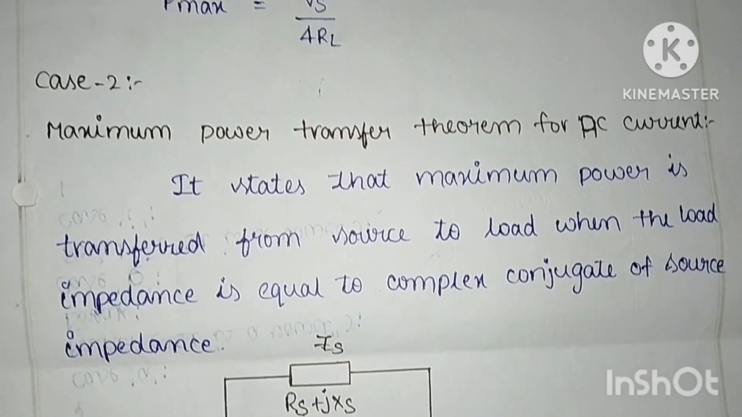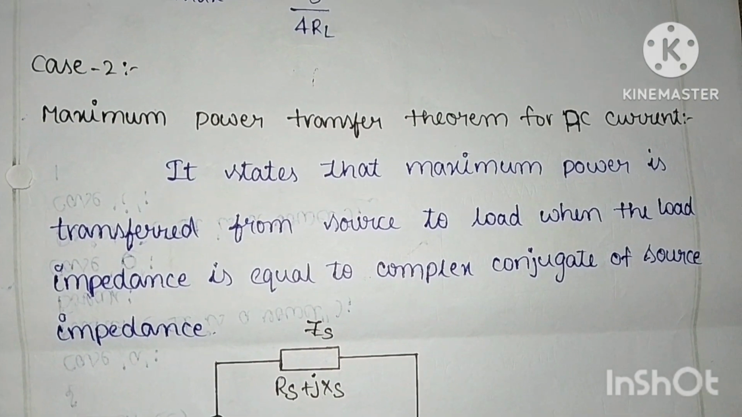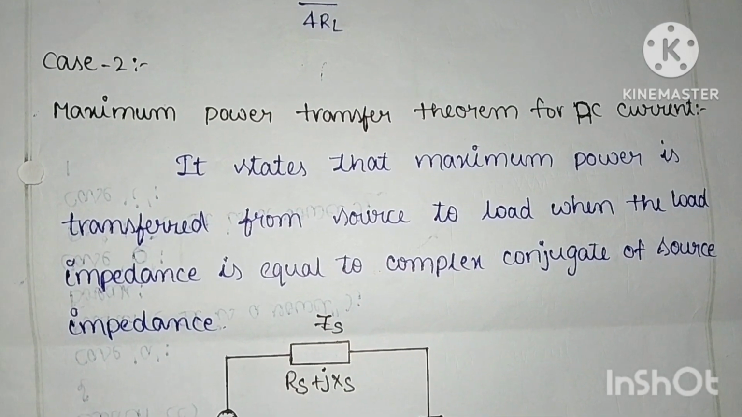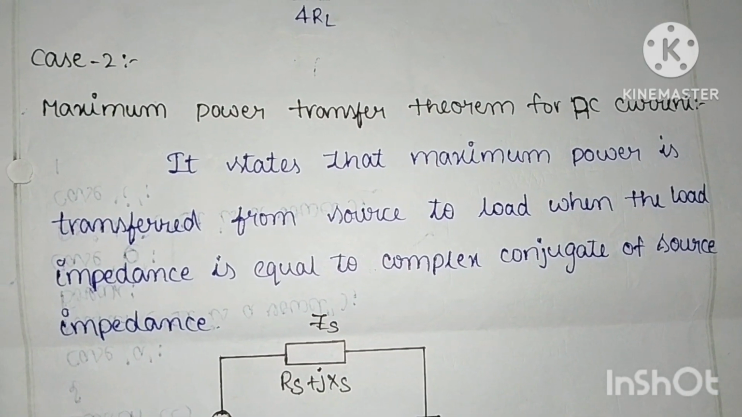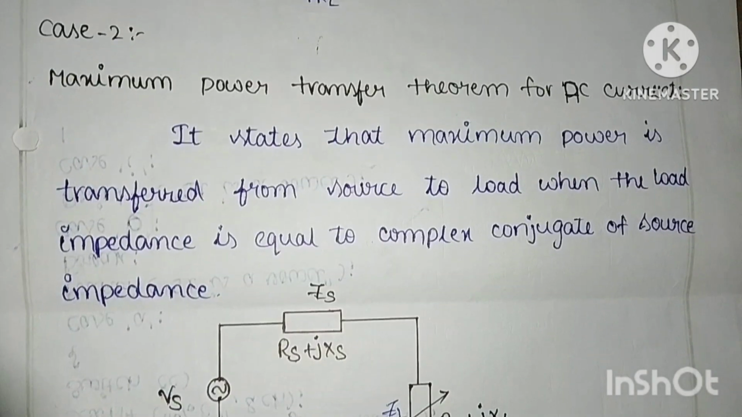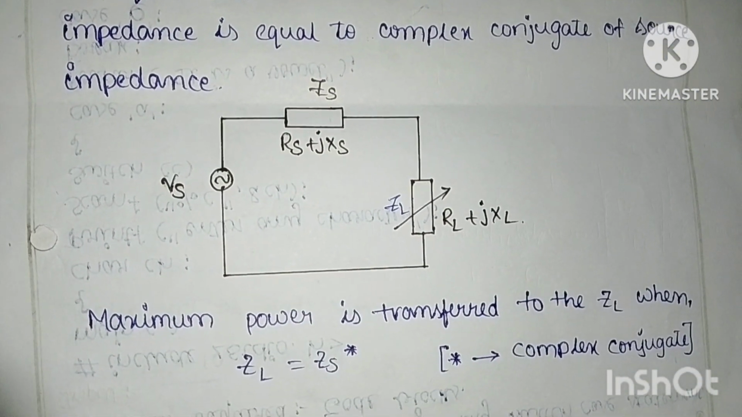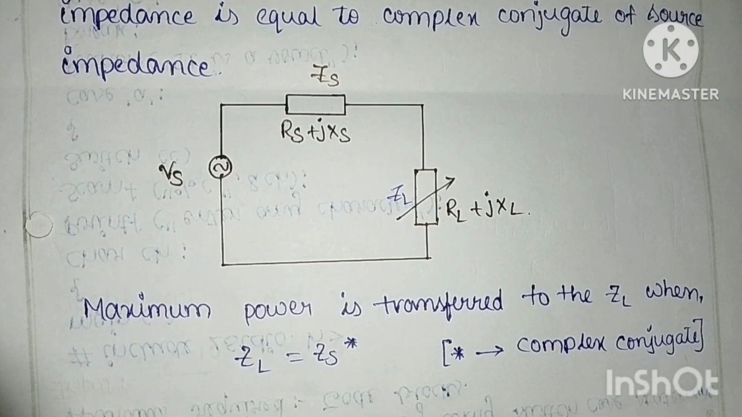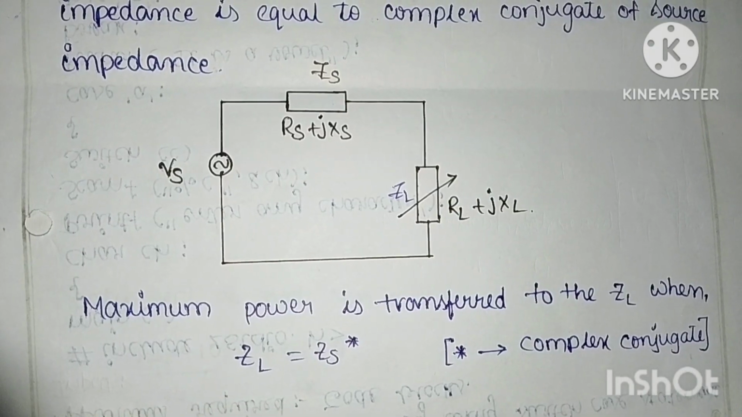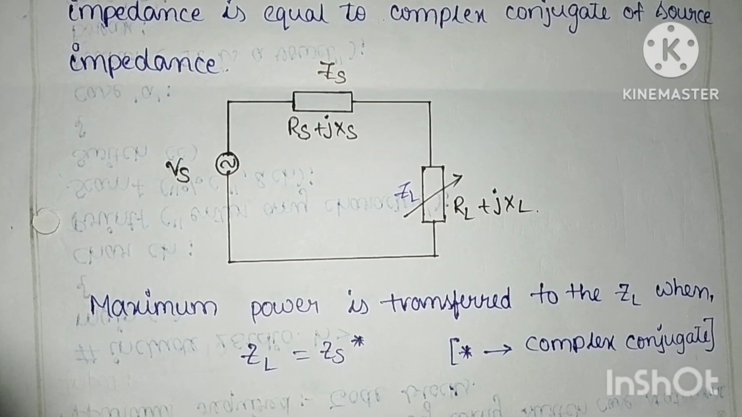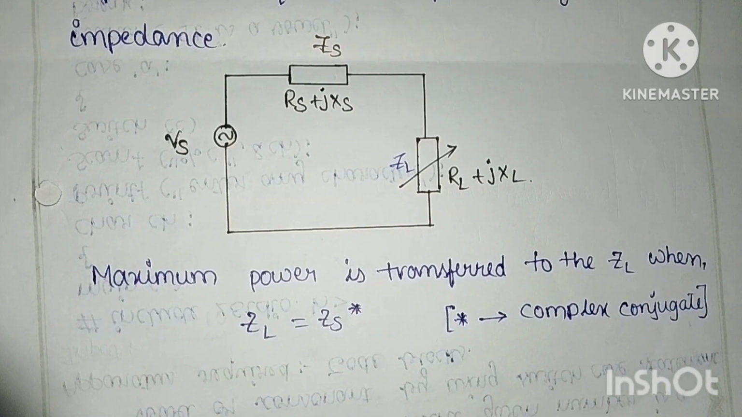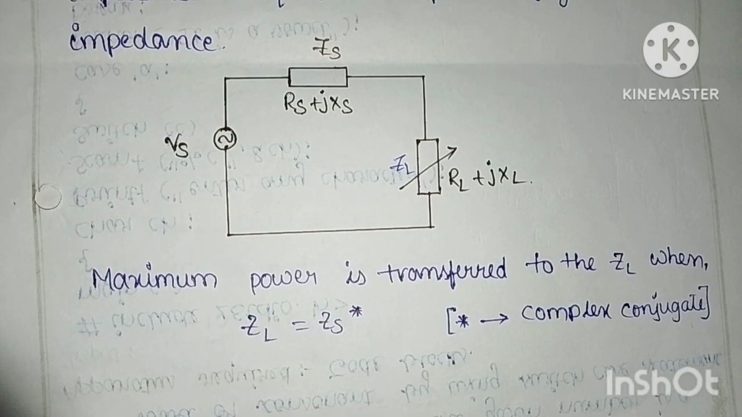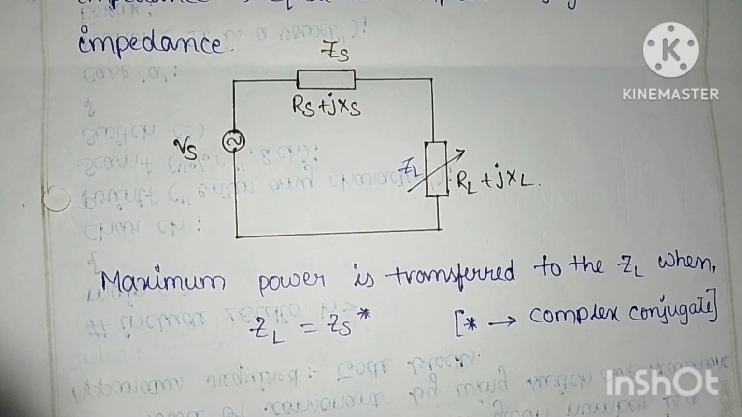Case 2. Maximum power transfer theorem for AC currents. It states that the maximum power is transferred from source to load when the load impedance is equal to the complex conjugate of the source impedance, where Zs is the source impedance, ZL is the load impedance and Vs is the source voltage. Zs equals Rs plus jXs and ZL equals RL plus jXL. In AC currents, maximum power is transferred to ZL when ZL equals the complex conjugate of Zs, where the asterisk symbol represents the complex conjugate.